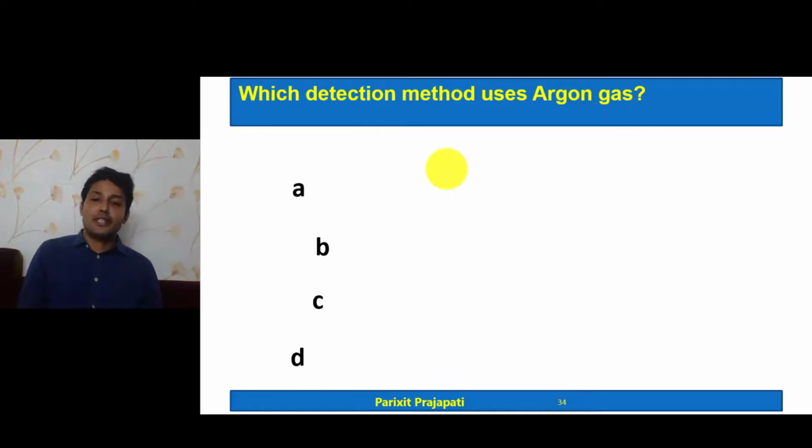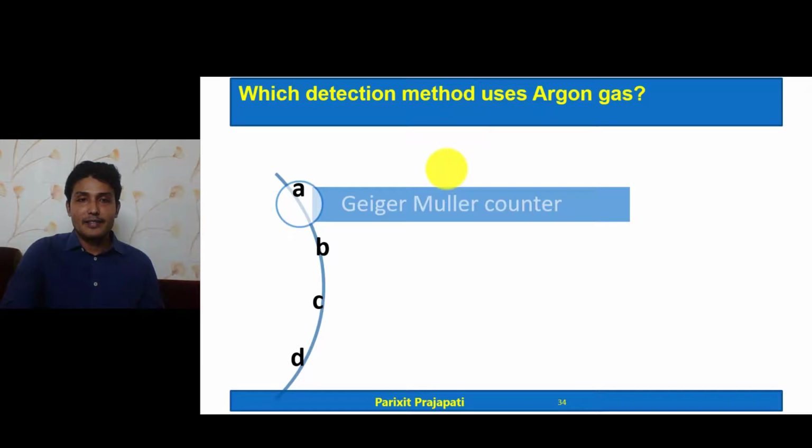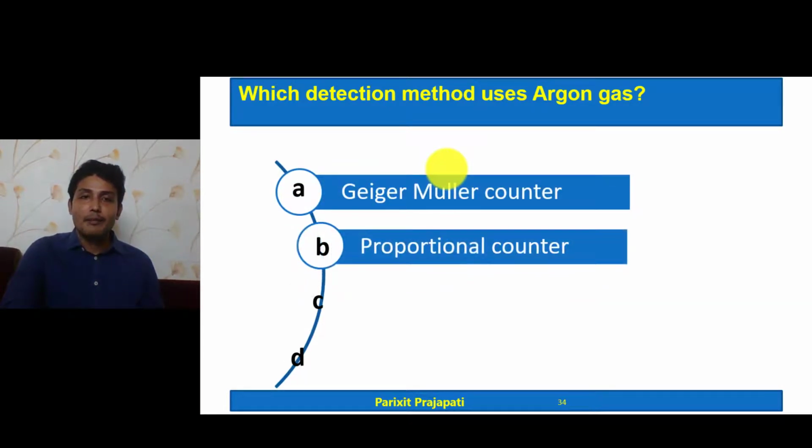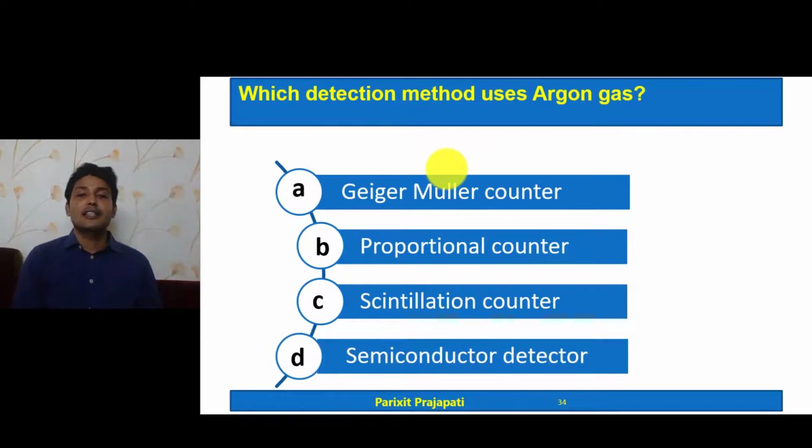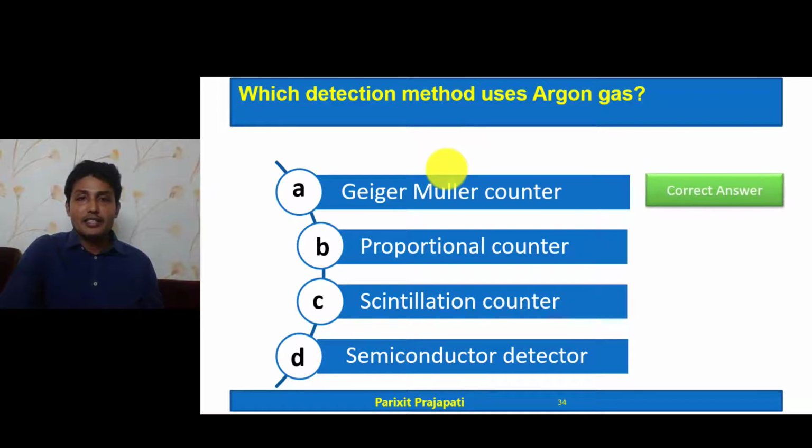Now some questions. Which detection method uses argon gas? Geiger-Müller counter, proportional counter, scintillation counter, or semiconductor detector? So we have already said that the Geiger-Müller counter uses argon gas, which will be ionized. So the correct answer is Geiger-Müller counter.